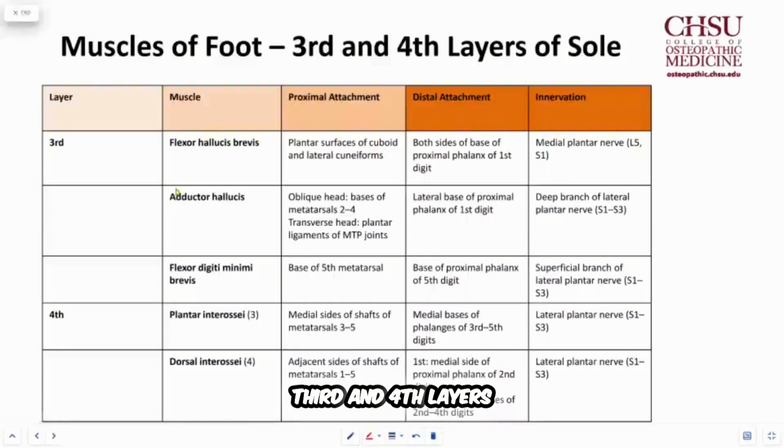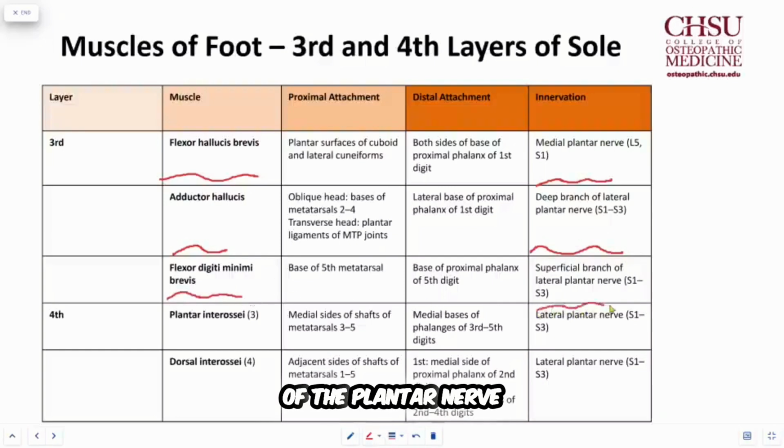Then we have the third and fourth layers, the flexor hallucis brevis, FHB, also the medial plantar nerve, and then the adductor hallucis, which is a deep branch of the lateral plantar nerve. Flexor digiti minimi brevis, this is going to be the superficial branch of the plantar nerve, and then the plantar interossei, the PAD and DAB, dorsal interossei, these are going to be the S1 to S3.